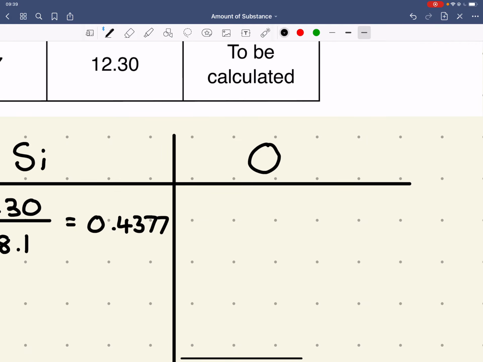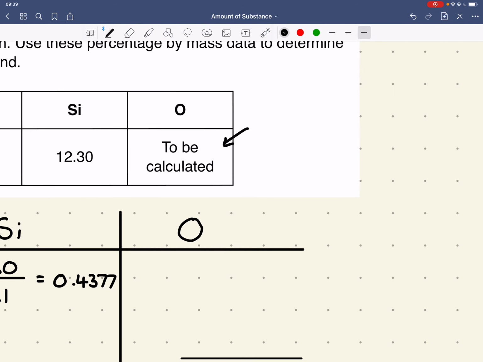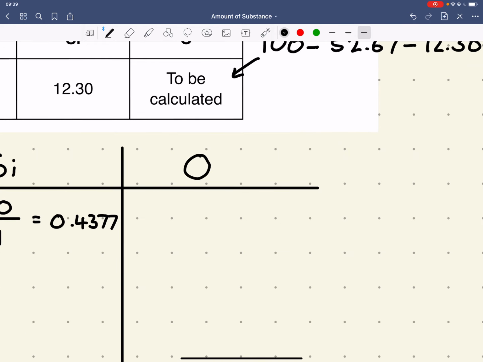And then the oxygen you need to calculate. Well, in order to calculate this oxygen percentage here, percentages are out of 100. So this one here would be simply 100 minus 52.67 minus 12.30. When you do that, you end up getting an answer of 35.03. Divide that by the AR of oxygen, which is 16, and that gives you an answer of 2.189.